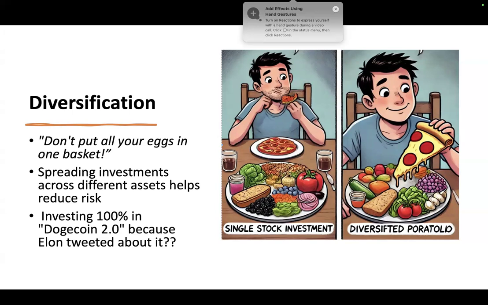But even rather than just pizza, if you had a diversified portfolio. Yes, so the left side is single stock investment, the right side is a diversified portfolio. You could have pizza, you could also have vegetables and fruits and healthy food. Then you would be happy. Look at him, he's so happy.